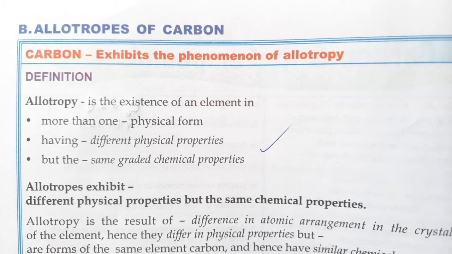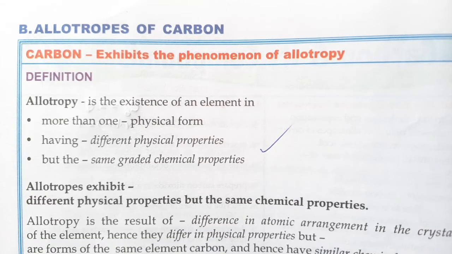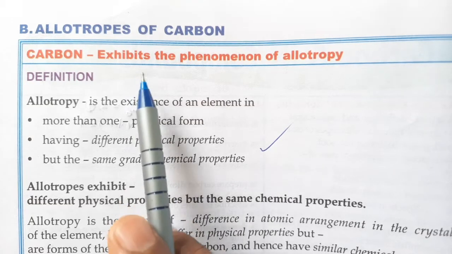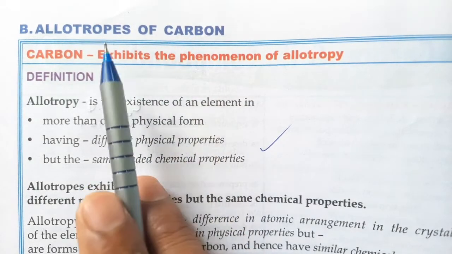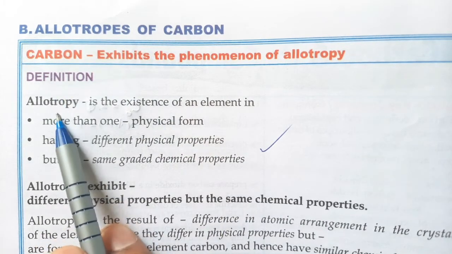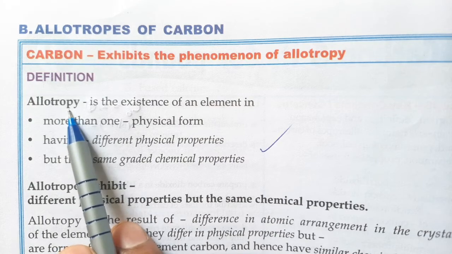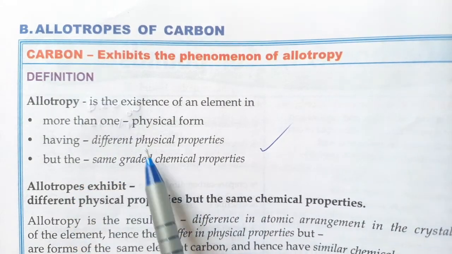Now, students, we will see carbon which exists in free state. The carbon which exists in free state is referred to as its allotropes. Now, let us see what this allotrope means and what allotropy means. First, let us see what allotropy means. You have to remember the definition of allotropy, and then you will remember the definition of allotrope, students.